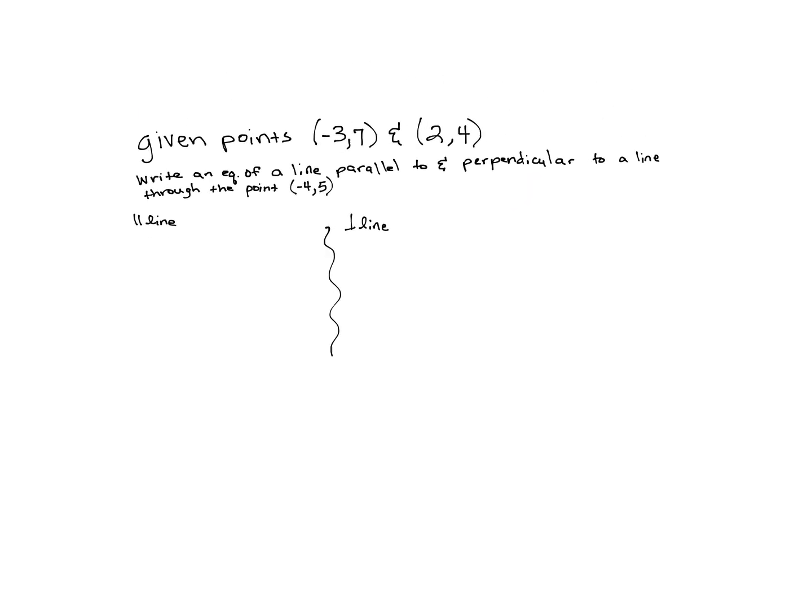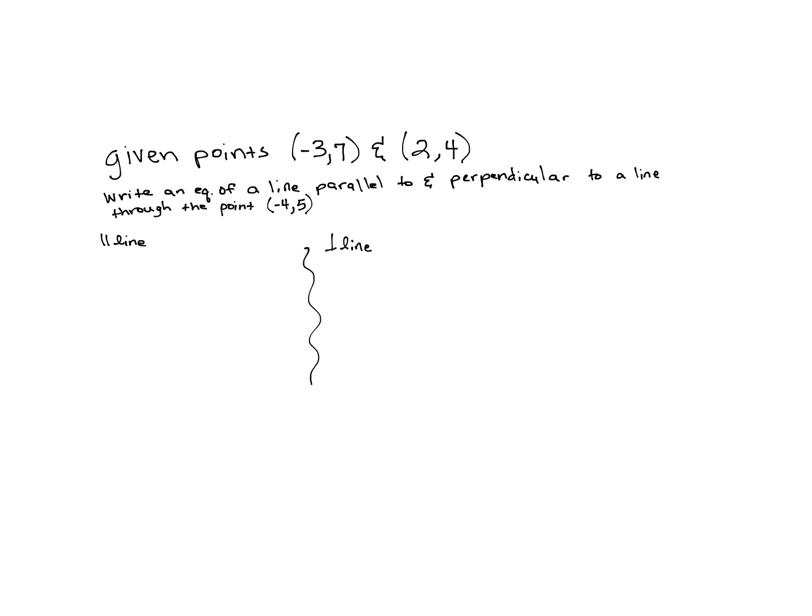So we have these given points, (-3, 7) and (2, 4). They want us to write an equation of a line parallel to and perpendicular to a line through the given points, with the point (-4, 5). The first thing I'm going to do is get the slope. So I'm going to choose these to be my 2's and these to be my 1's. So I'm going to do 4 minus 7 over 2 minus negative 3. So I'm going to get negative 3 over 5.